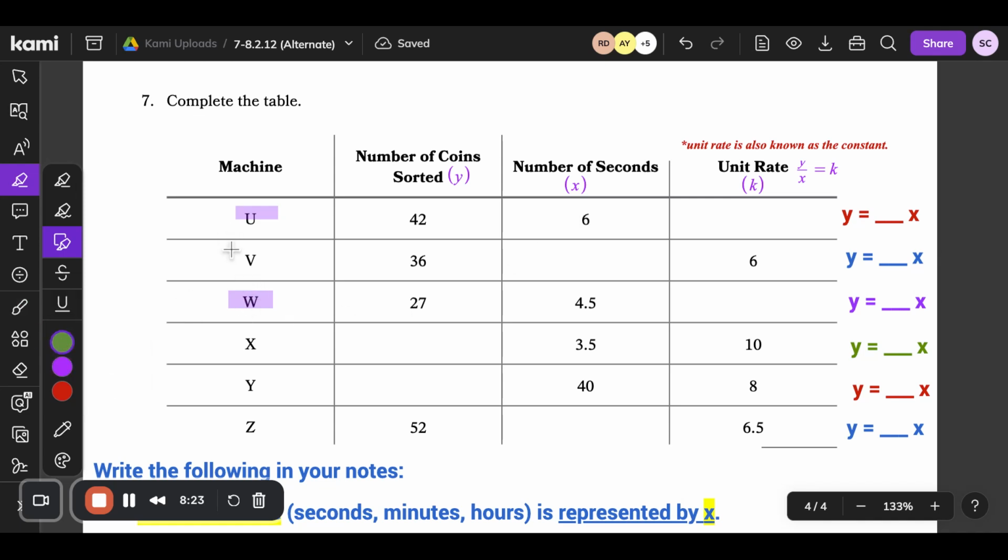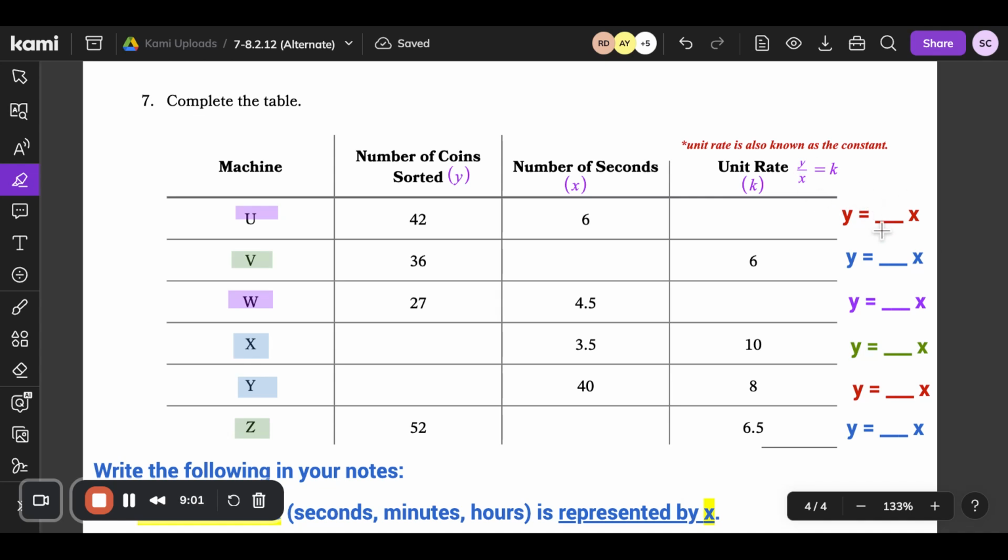For V, they gave you your constant and they gave you Y. So remembering what operation you have to use, if they give you Y and they give you your constant, what operation do you use to find X? The same thing with Z. They gave you Y and they gave you your constant. So what operation are you going to have to use to find X? And then for the other 2 that we have, for X and for Y, they gave you X and they gave you your constant. So what are you going to have to do with X and your constant to find your value for Y? When you fill out your entire table, I'll be asking you questions throughout the video.